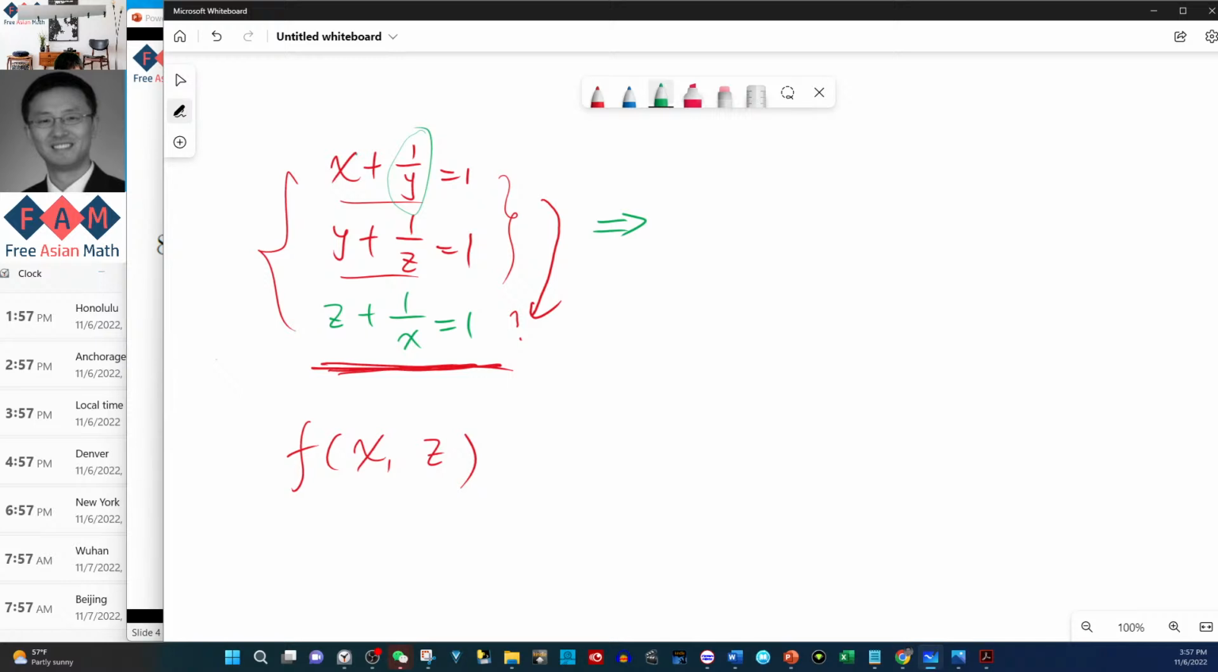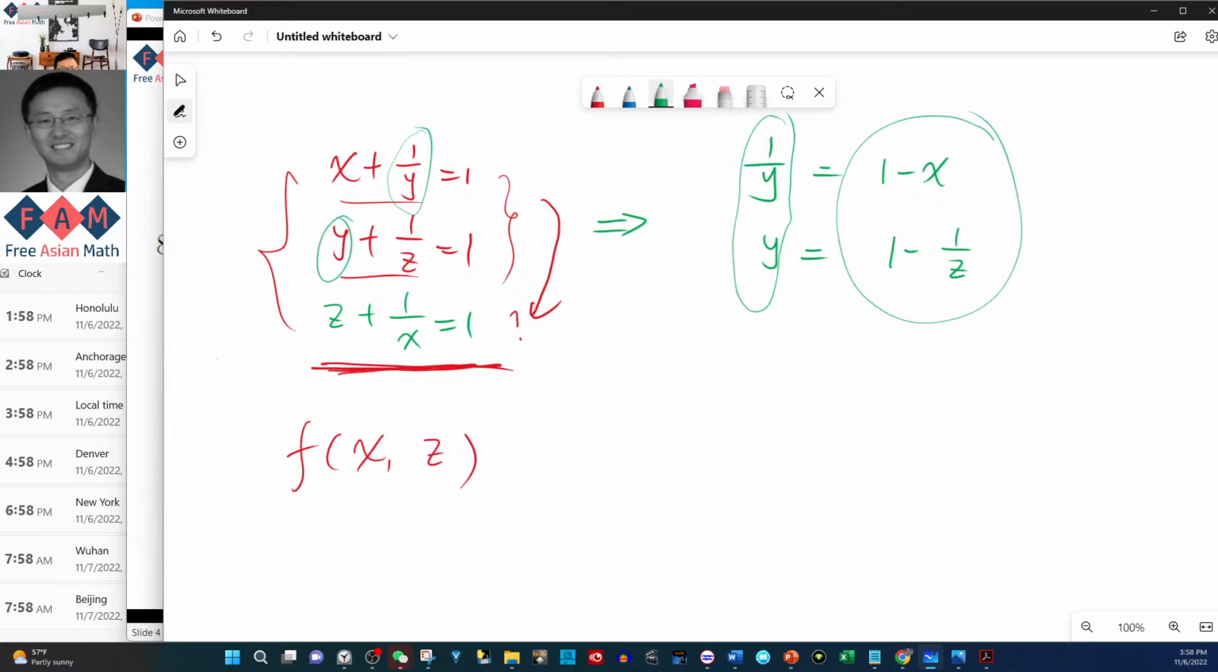Well, you have 1 over y, and you have a y. Then apparently you want to isolate those two, then multiply them together, right? They are reciprocals, 1 over y and y. If you multiply them, then boom, it's gone. So this leads us in an intuitive direction. We don't know whether this will work, but at least it appears to be the right direction. So we want to isolate those two. So 1 over y becomes 1 minus x, and y becomes 1 minus 1 over z. We isolate those two, and the next step is obviously to multiply them together so that y gets cancelled.